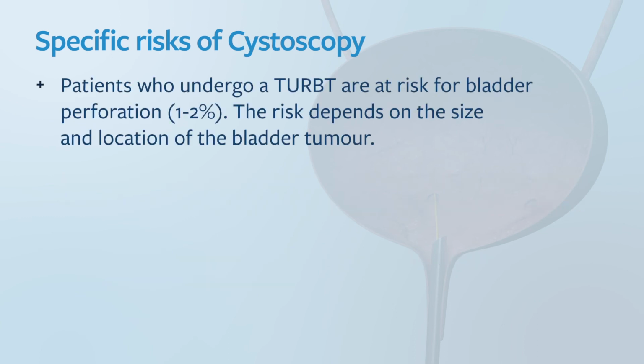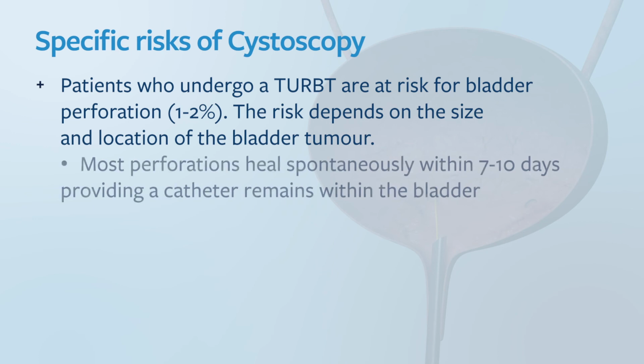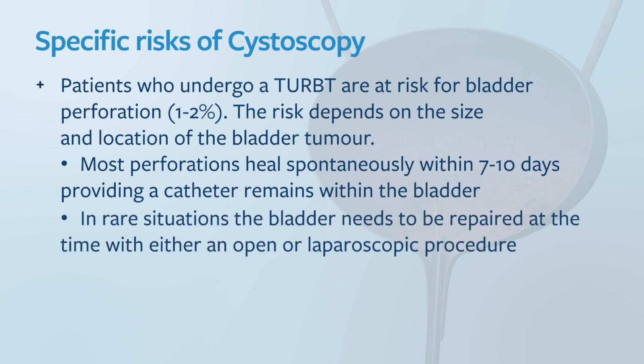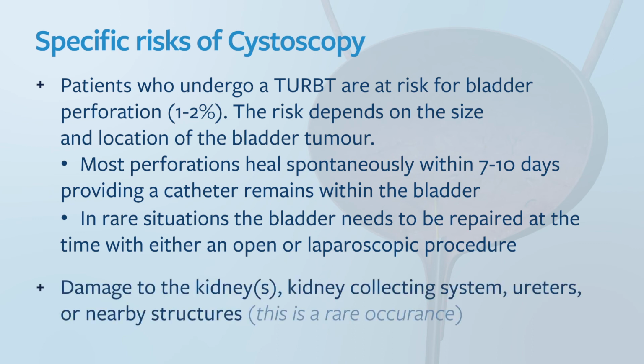Patients who undergo a TURBT are at risk of bladder perforation, which is 1 to 2%. The risk depends on the size and the location of the bladder tumour. Most perforations heal spontaneously within 7 to 10 days, providing a catheter is in the bladder. In rare situations, the bladder needs to be repaired at the time with either an open or laparoscopic procedure. Damage to the kidneys, kidney collecting system, ureters, or nearby structures can occur, although this is rare.